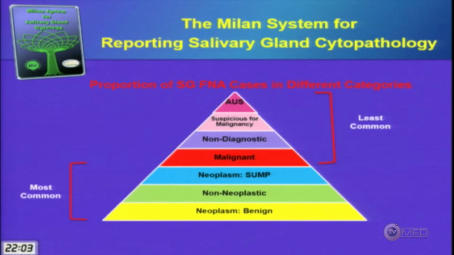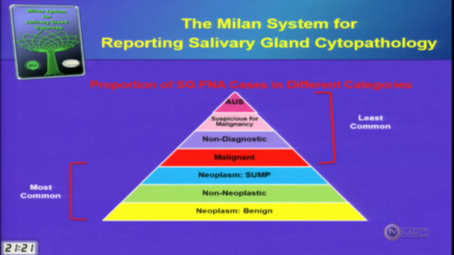Now, which are the reporting categories in this Milan system that are probably going to be the most popular ones that are used? Neoplasm benign, not surprisingly, is going to be one of the most common categories, and that's very good. It's associated with a risk of malignancy that's 5% or less. And the reason for this is that many of these salivary gland FNAs are from the parotid gland, and many of them are pleomorphic adenomas and Warthin's tumors, and we can easily call them benign, and that can be very helpful for clinical management.